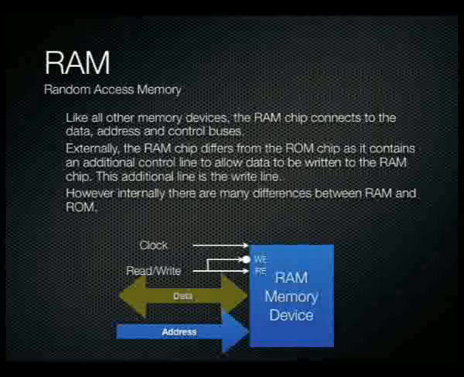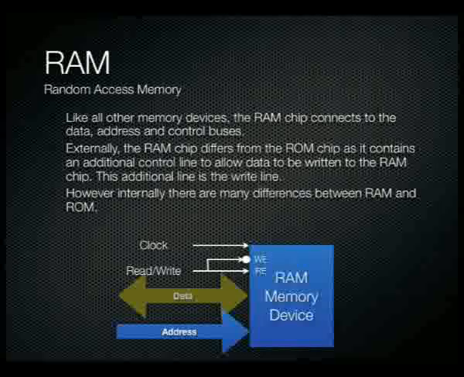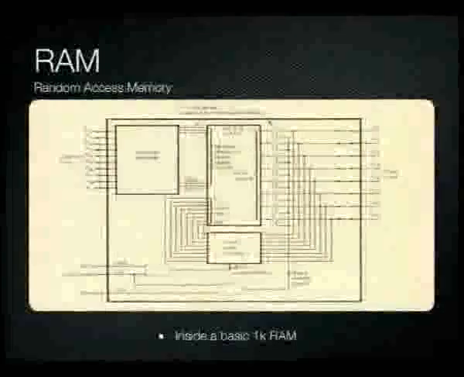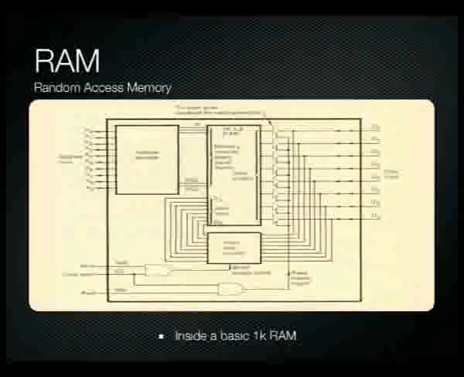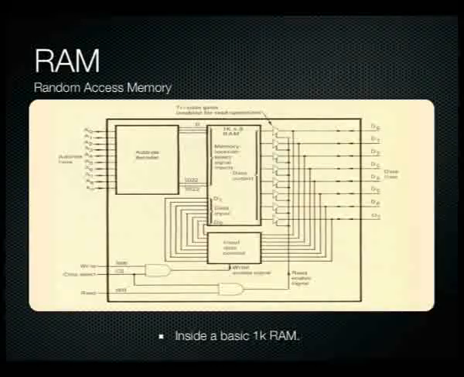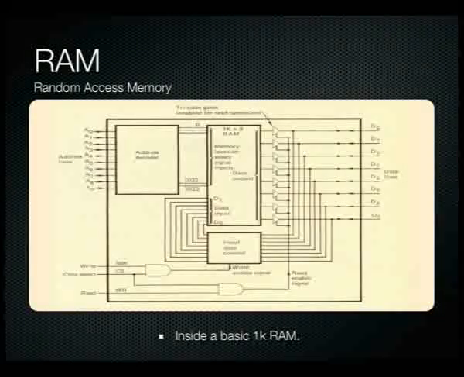However, internally there are considerable differences to the RAM, so the RAM differs quite significantly from the ROM when you look at it internally. So internally we have the same things that we had in the ROM, so we'll look at those first. We have our address decoder, because we still need to be able to take the address line and turn on a particular word line in our memory array. We still have our output buffers, because we still want to be able to read from this RAM device.